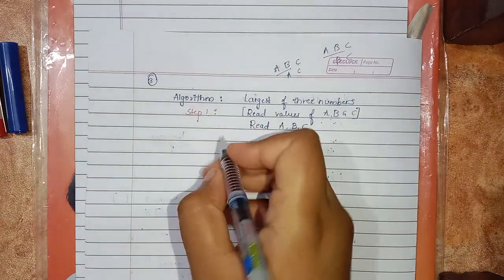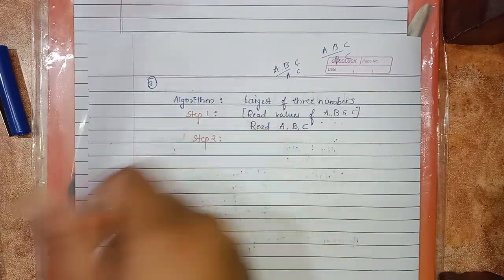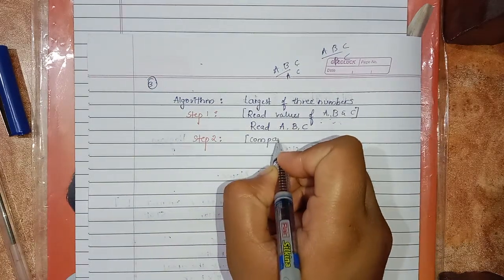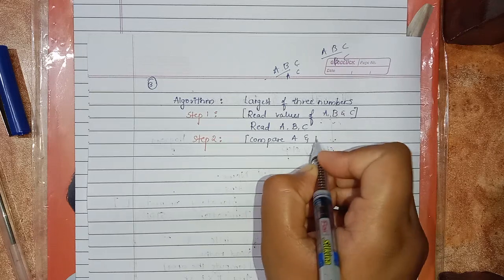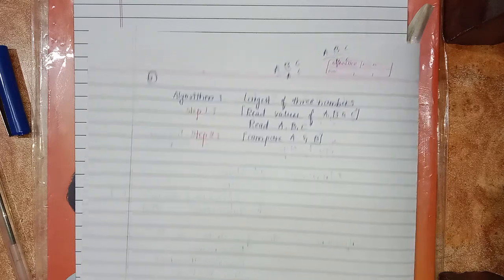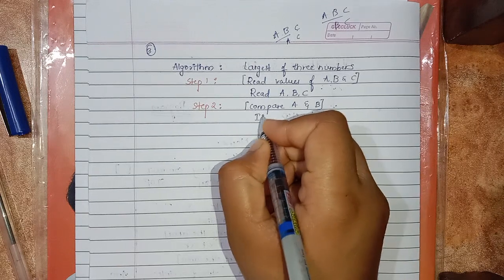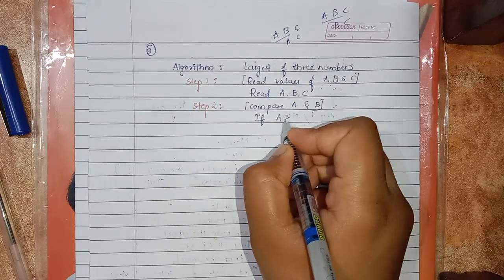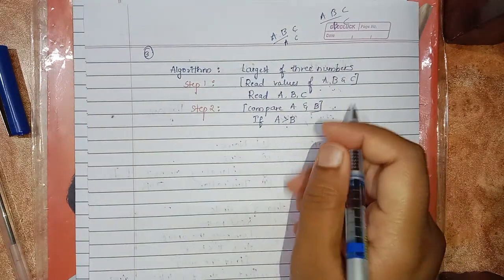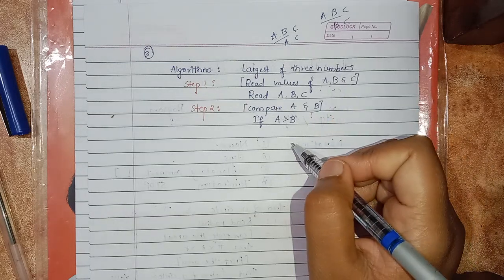So the step 2. Steps can increase, no problem. Step 2 is compare A and B. You will tell the computer to compare A and B. So if A is greater than B, then you have to compare A and C.